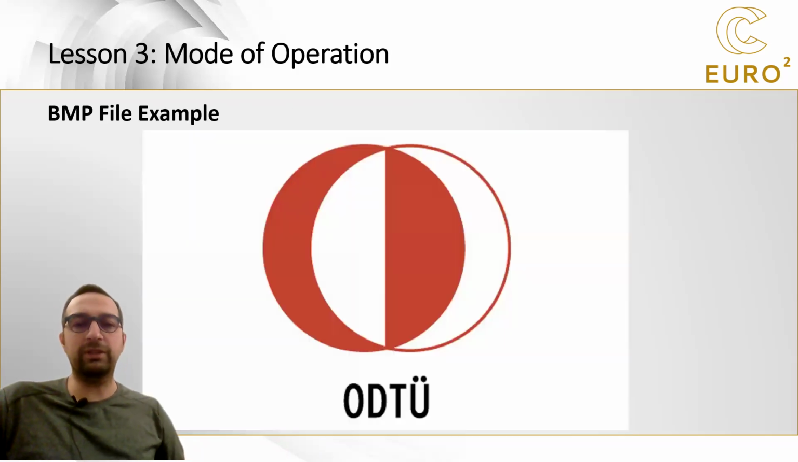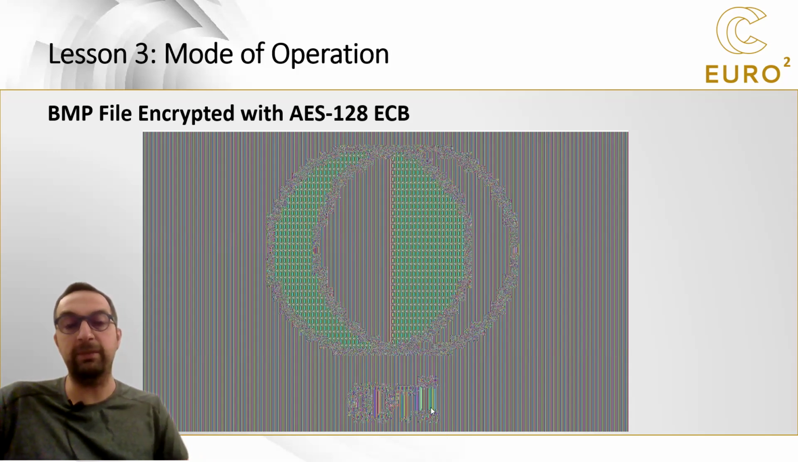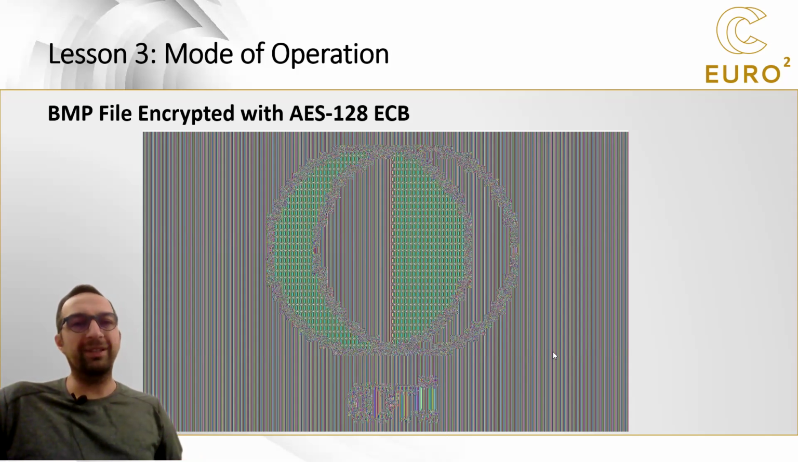So this is the original picture. This is the encrypted version, which tells a lot about the plaintext. We can even see the logo. We can even read the name of the university. So this is why even if you have an algorithm that is secure, you should also choose a secure mode of operation, and ECB is not one of them.